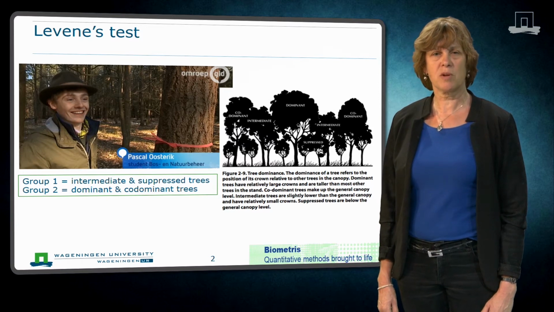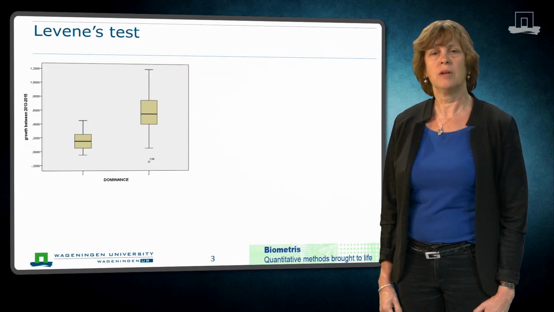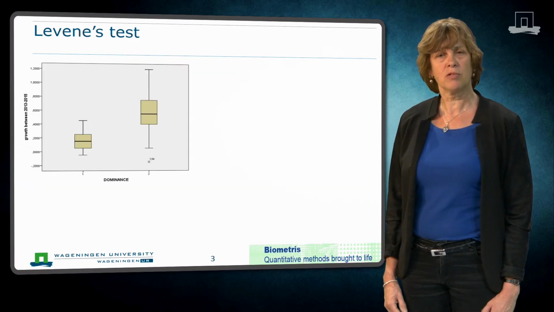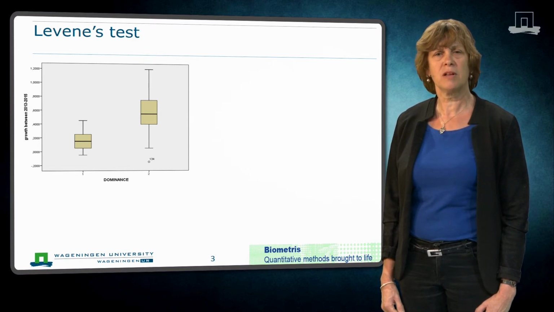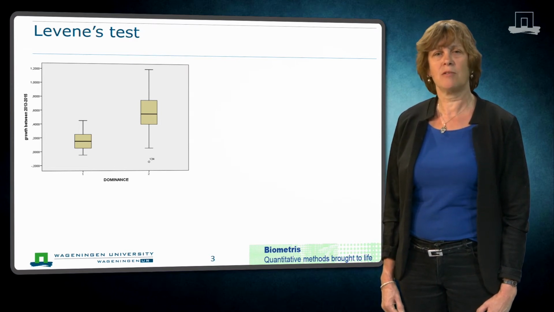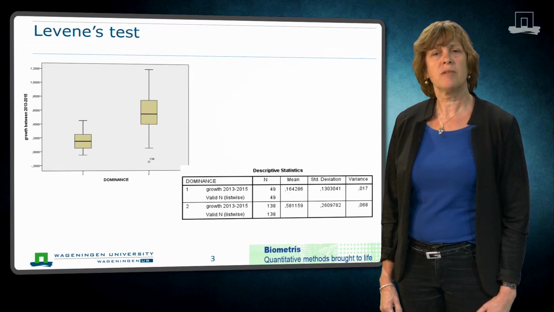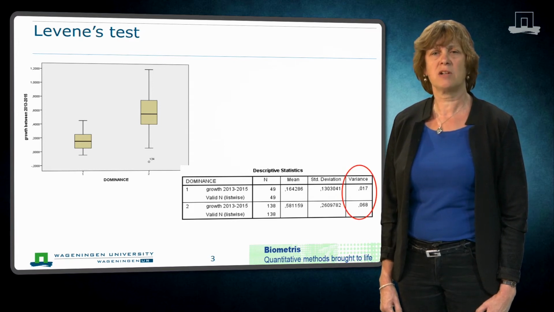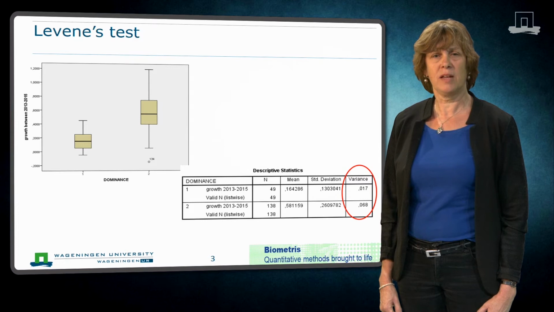A side-by-side box plot gives an impression of the spread in growth of trees in the 2 groups. As you see, the spread in growth among trees in group 1 seems smaller than in group 2. Possibly suppressed and intermediate trees are not able to grow that fast. Dominant trees can grow fast, but some don't, for instance when they are diseased. The descriptive statistics show that the sample variance in group 2 is 4 times as large as in group 1. So, the box plot and descriptives suggest that the equal variance assumption may not be tenable.